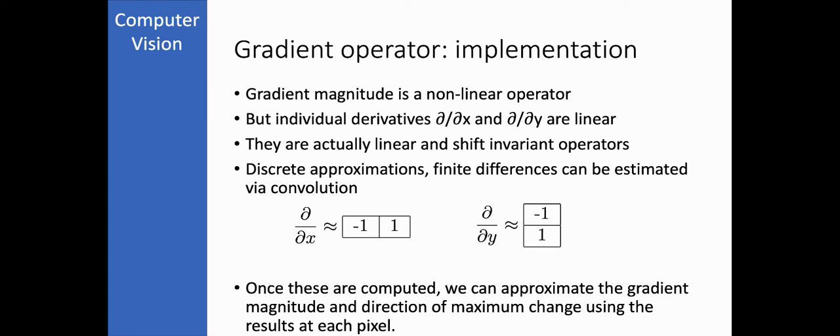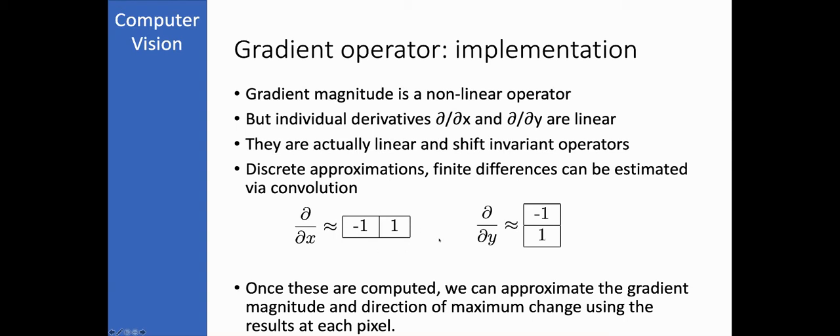The simplest approximation would be to use finite differences. So I would approximate the derivative with respect to x by a convolution kernel that looks like this, which basically finds the difference between two pixels that are neighboring each other in the horizontal direction. Similarly, the partial derivative with respect to y can be approximated using a convolution kernel like this. So it finds the difference between two pixels that are one above the other.